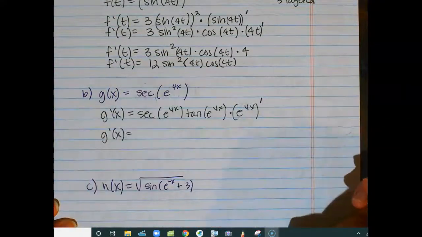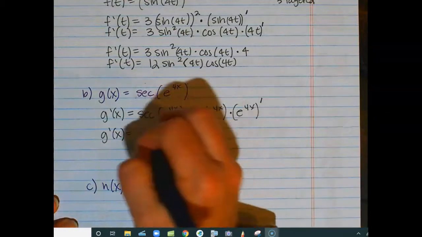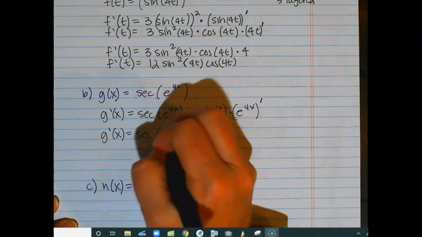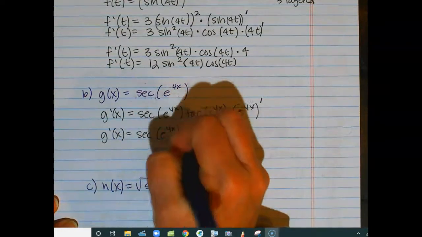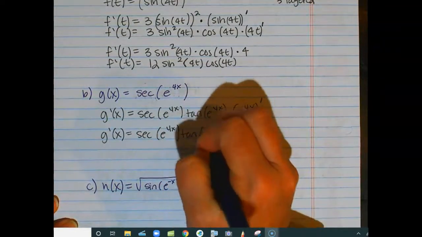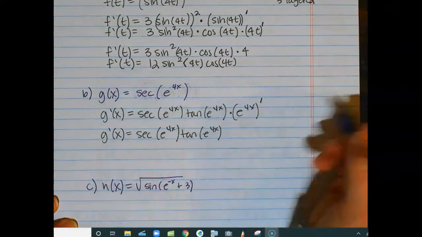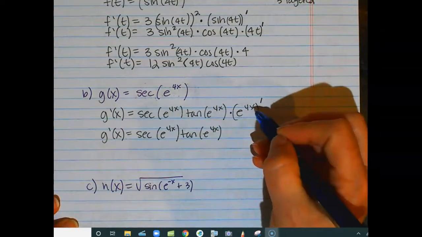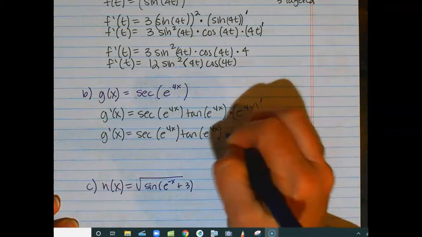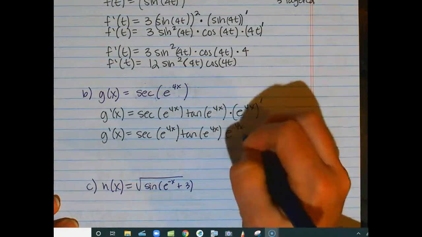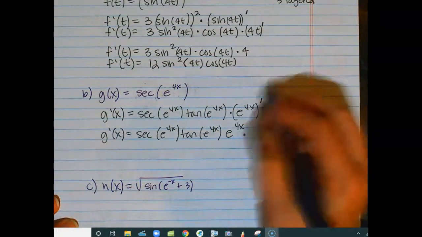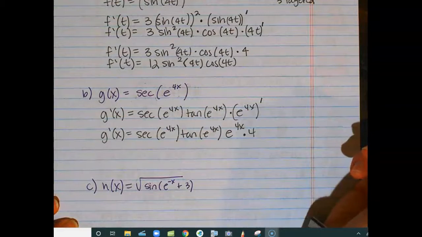So I'm working this little by little. I'm going to keep secant of e to the 4x, tangent e to the 4x, and I'm going to take e to the 4x prime. e to the 4x is just itself, e to the 4x times the derivative of 4x, which is 4.